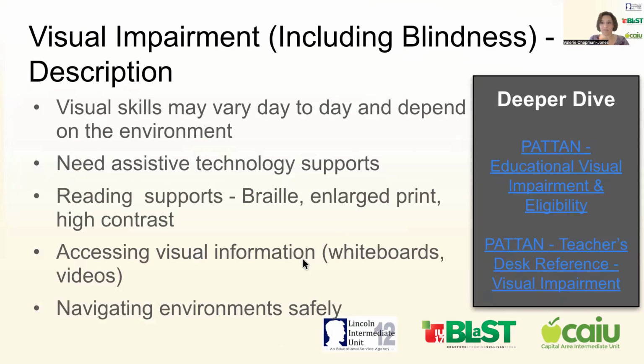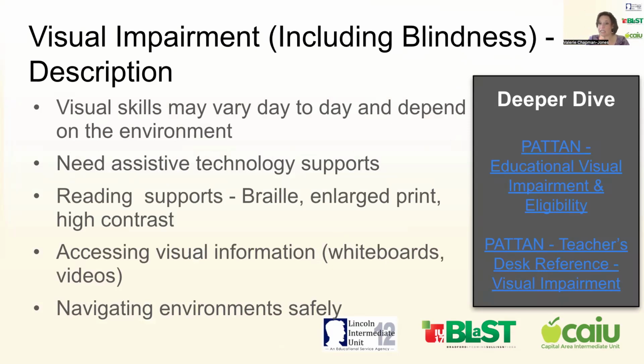A description of a visual impairment, including blindness. Their visual skills may vary day to day and depend on the environment. So if it's a classroom that's really bright, or a classroom that's really dark, or classrooms with different lighting situations, that can make it more difficult for the student. They often need assistive technology supports.